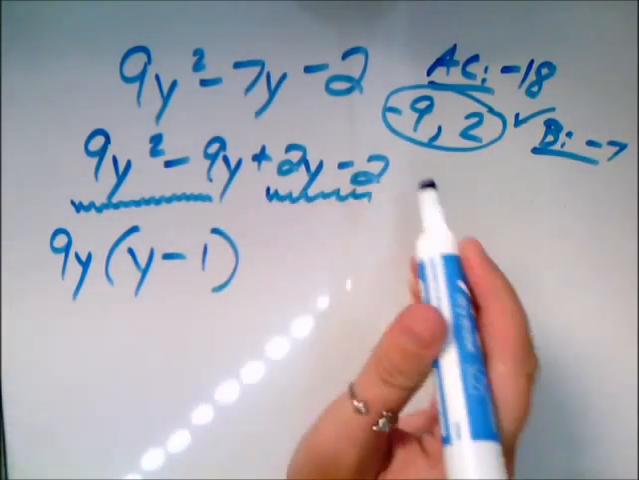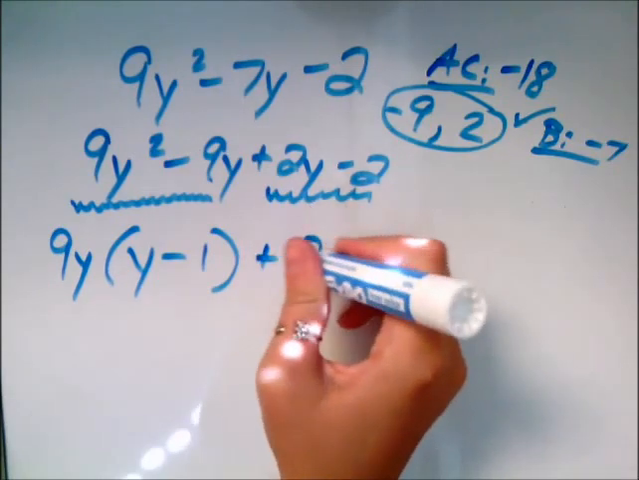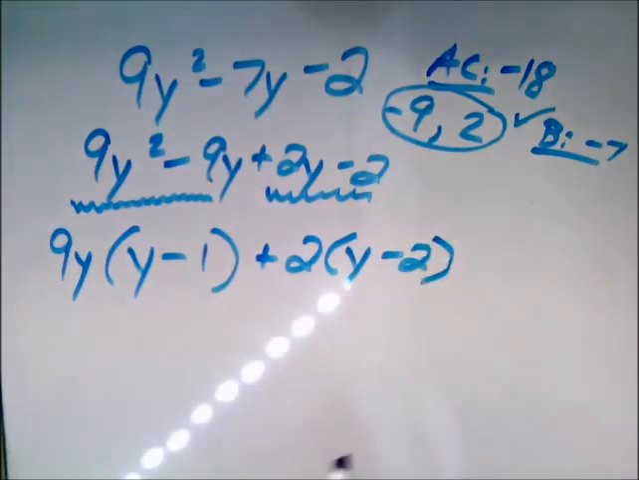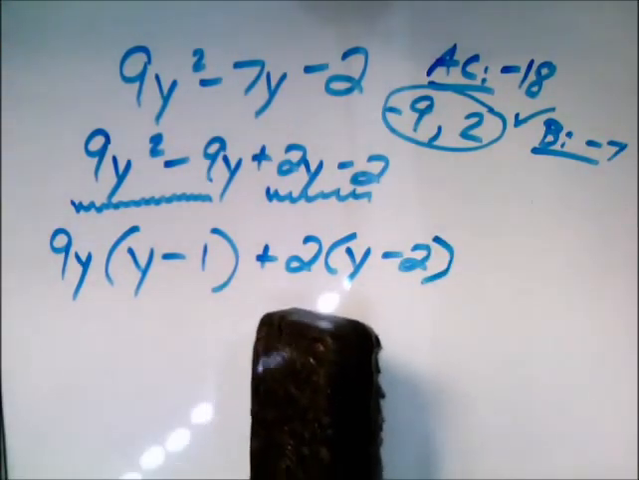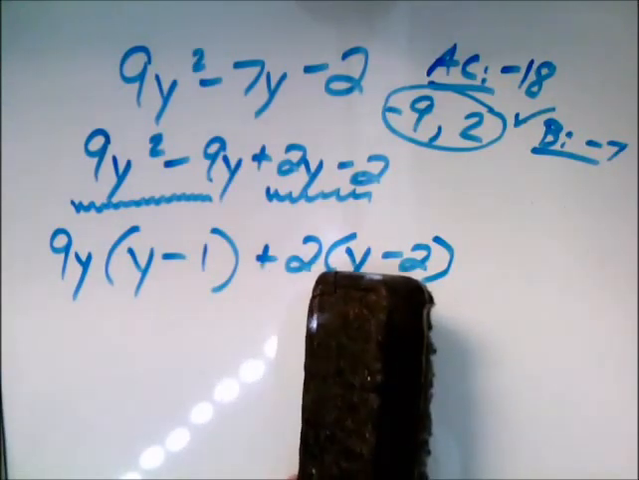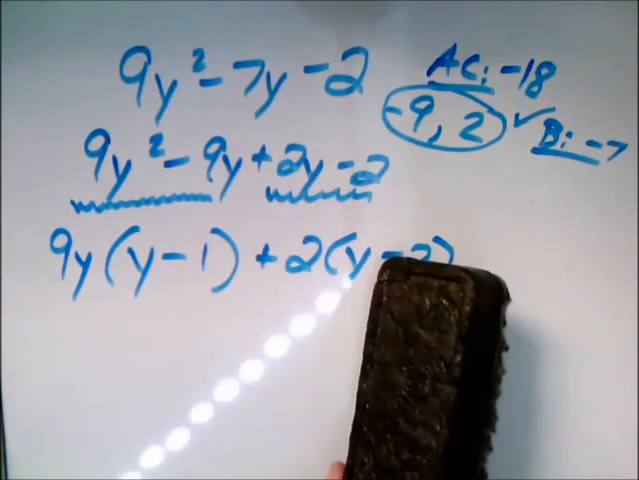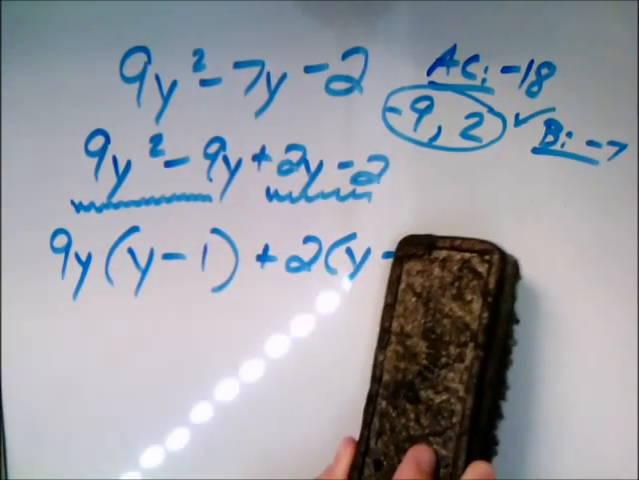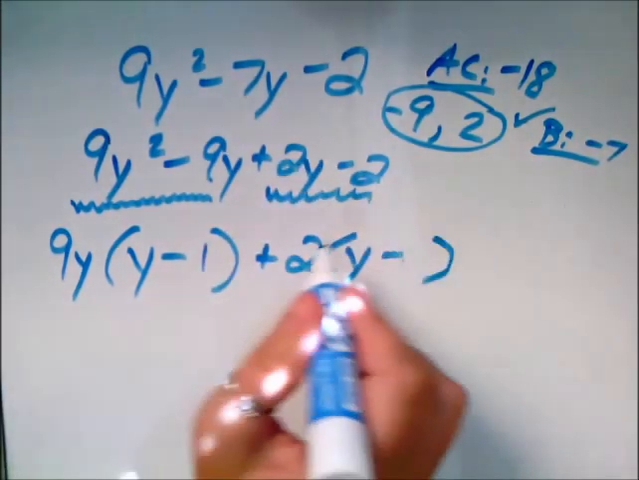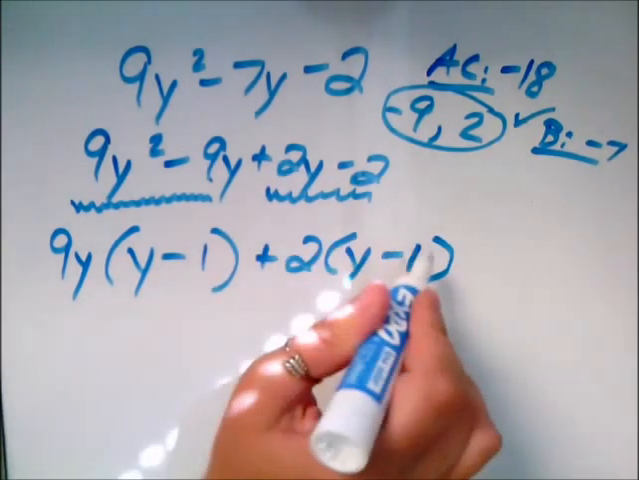And these two, looks like I can factor out a 2. And then check it using multiplication. Maybe sometimes it's good to do this to see the mistakes that might happen. So 2 times y gives me 2y. 2 times negative 2 would give me negative 4. Oh wait, I forgot to factor out of this one. So 2 times y gives me 2y. 2 times negative 1 will give me negative 2.